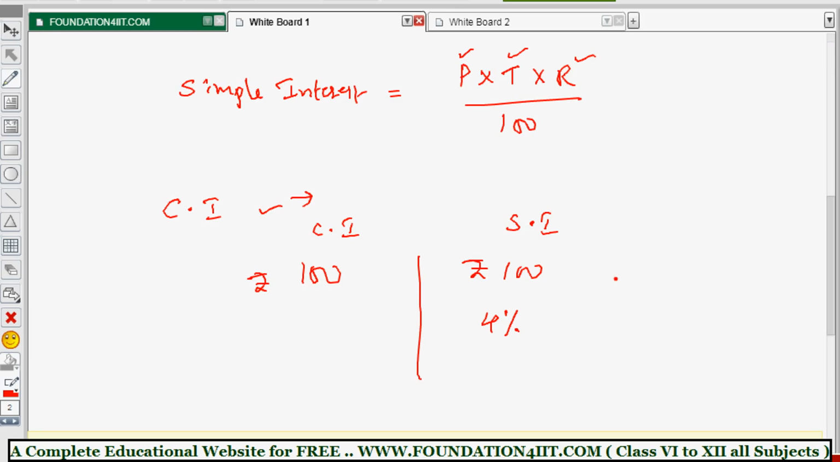After 1 year, 4 rupees. Again after the second year, 4 more rupees. So 8 rupees we need to add to the principal. But when you come to compound interest, the first year is 4 rupees. For the second year it increases, because this 4 will also be added. So 104 rupees will be the principal for the second year. We'll see all this clearly in the problems.